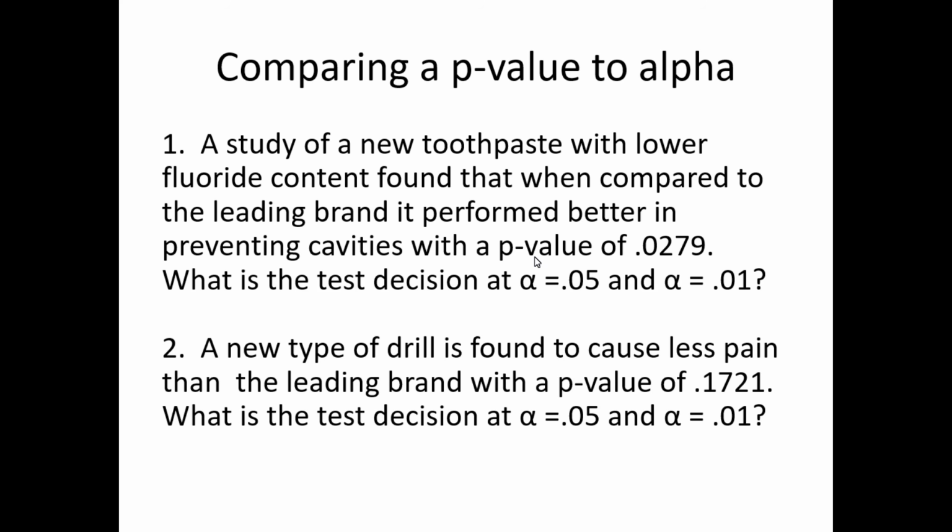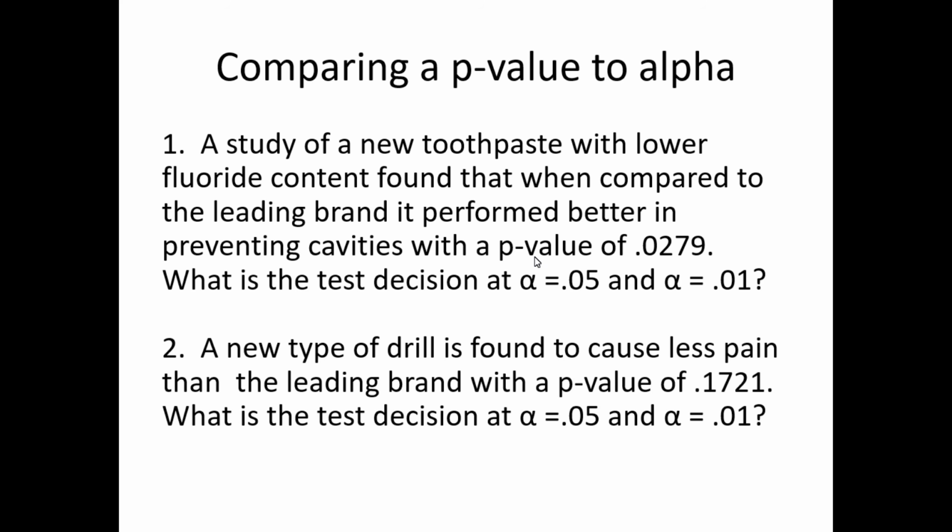I want you guys to try number 2 on your own and see whether you would reject or fail to reject at the 2 given alpha levels. So a new type of drill is found to cause less pain than the leading brand with a p-value of 0.1721. What's the test decision at alpha equals 0.05 and alpha equals 0.01?